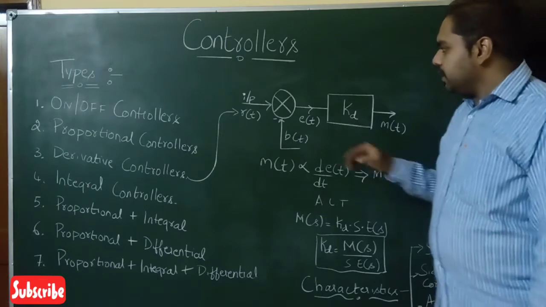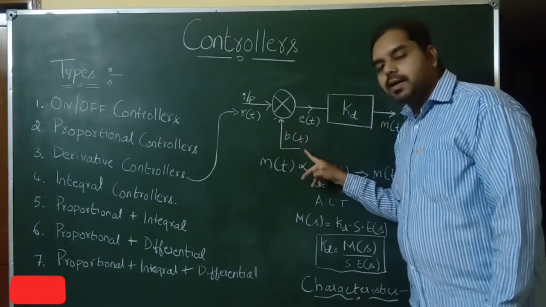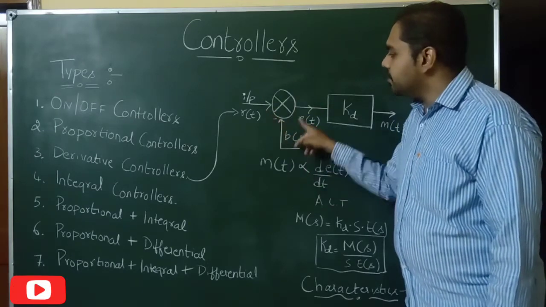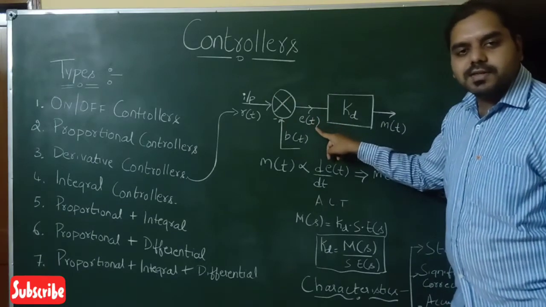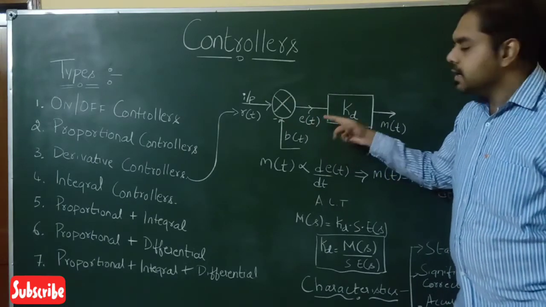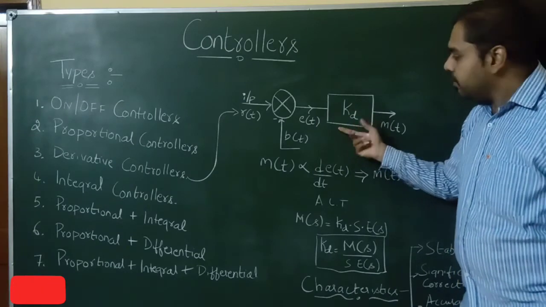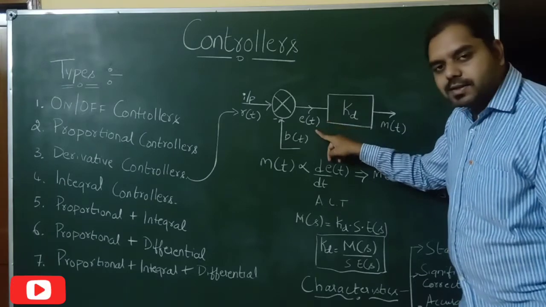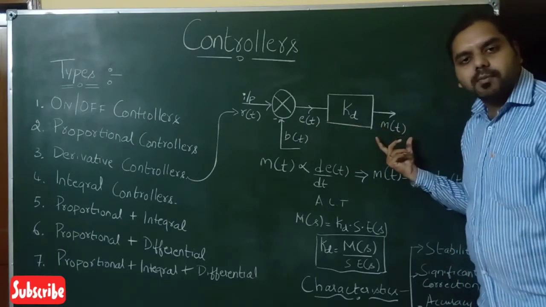Now, as we give the reference input at the summing point, our reference input and the feedback signal, that is nothing but b of t, get added at this summing point, and it gives us the error signal. Now, this error signal, which is nothing but e of t, is fed as the input to our controller, which is nothing but the derivative controller. Now, this controller, after taking this error signal as the input, gives us the manipulated or the desired output, which is nothing but m of t.